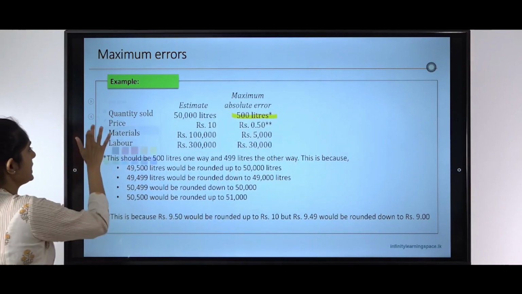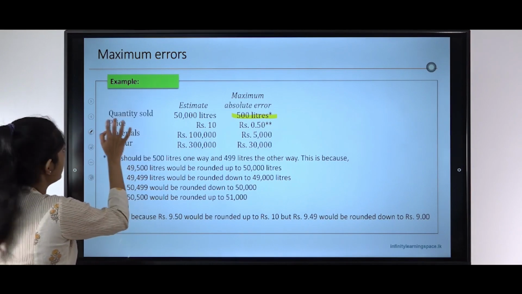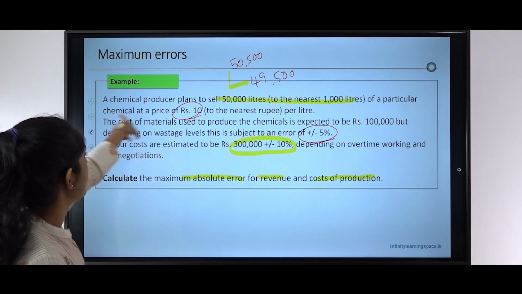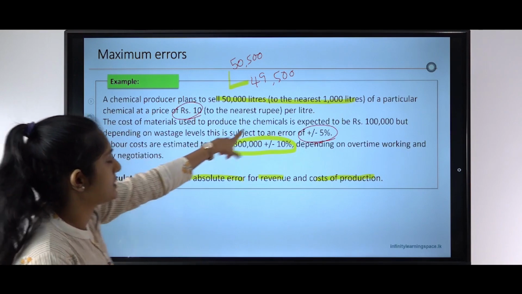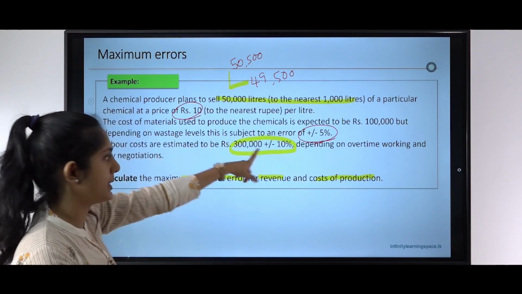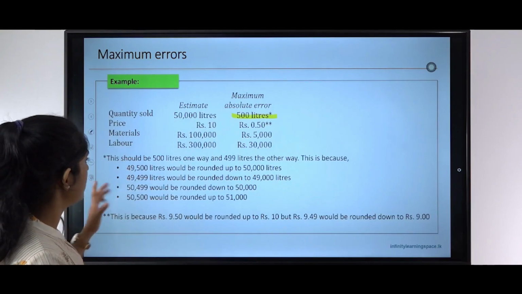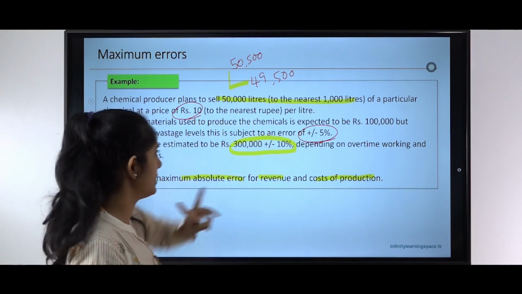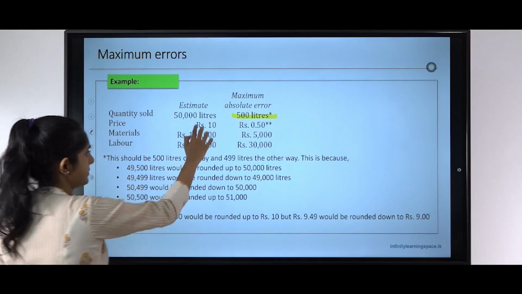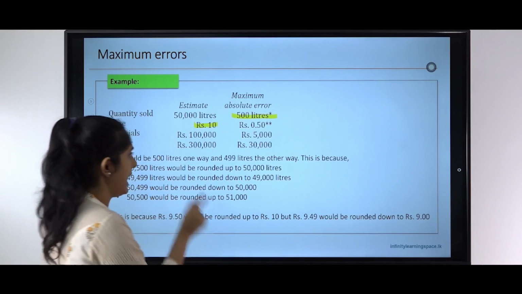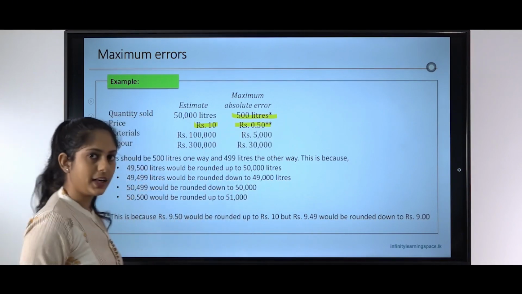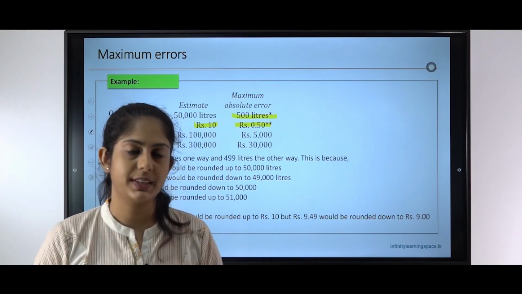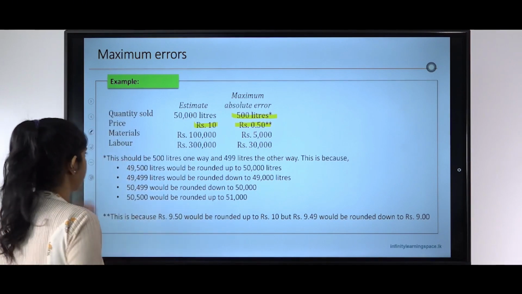So the next one is material. The cost of material used to produce a particular chemical is expected to be 100,000 but with a 5% wastage difference, and the chemical is at a price of rupees 10 to the nearest rupee. So those are two things. Rupees 10 will have only a 50 cents difference, because it could have been 10 rupees 50 cents which I brought down to 10 rupees, or 9 rupees 50 cents which I brought up to 10, right.